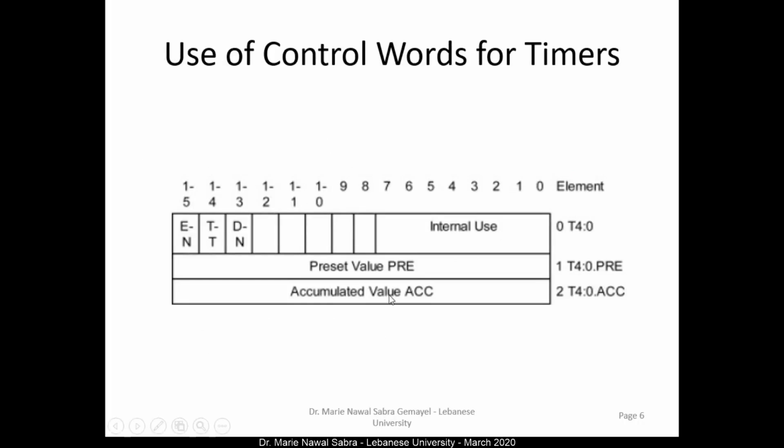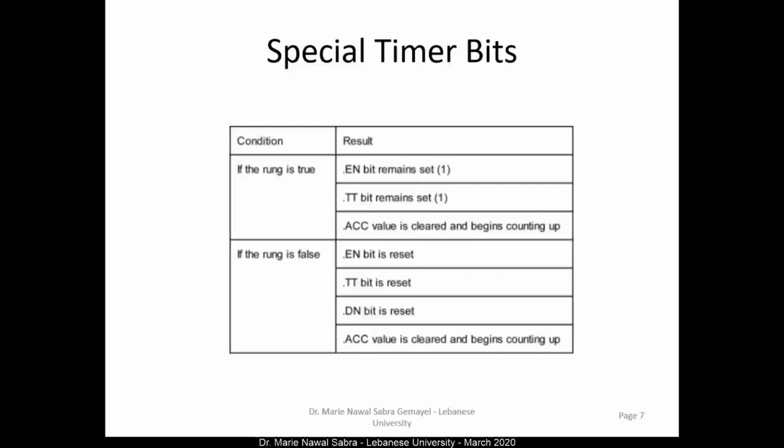This is in here the memory addressing that we already saw on the timer. This is the preset value, the accumulated value. So to address them, I have to put a dot, preset dot accumulated, because they are words and they are not bits. And I have the enable, timer timing, and done bits that I'm going to address with a slash enable, slash timer timing, or slash done.